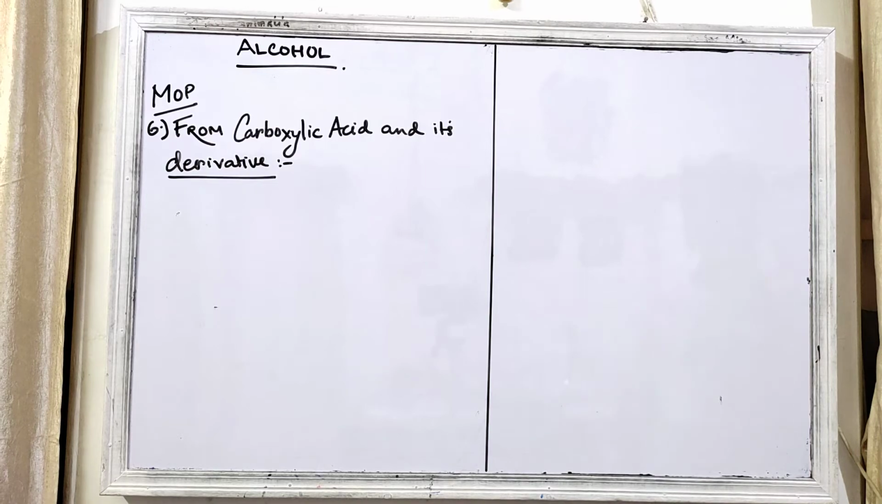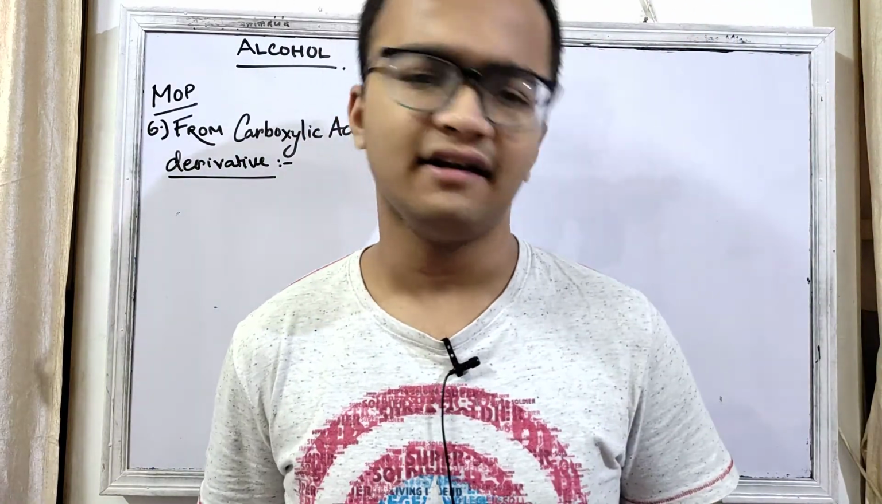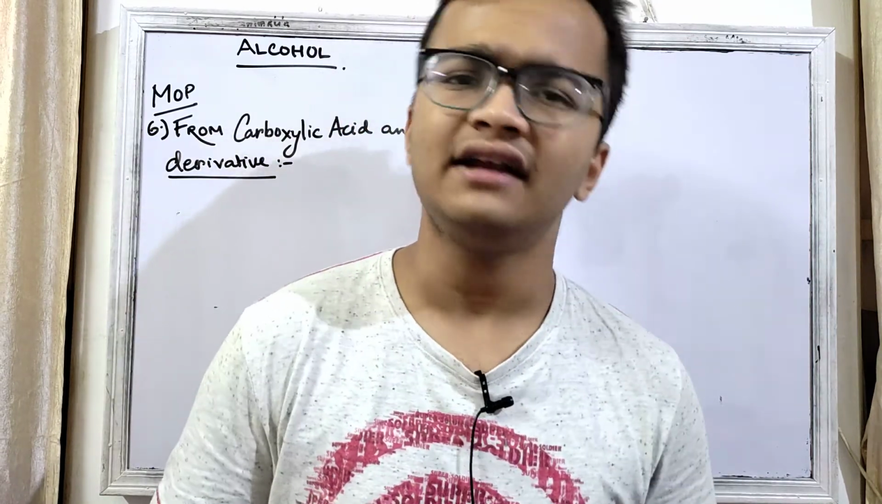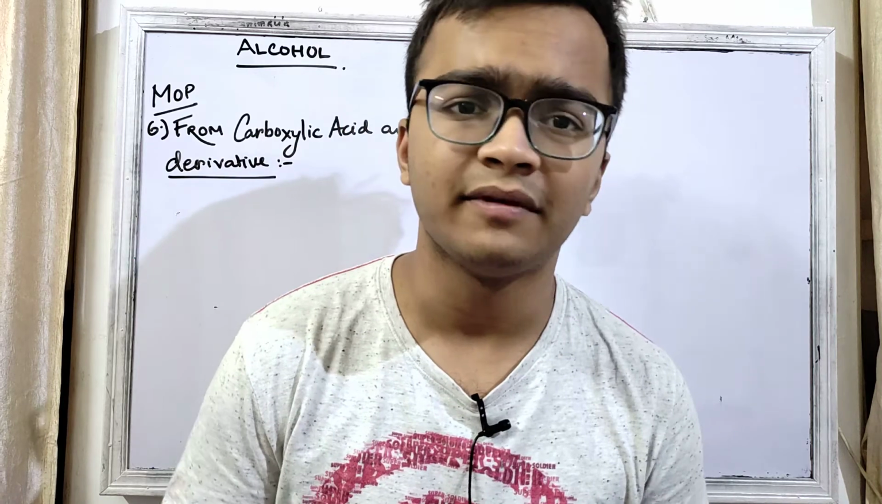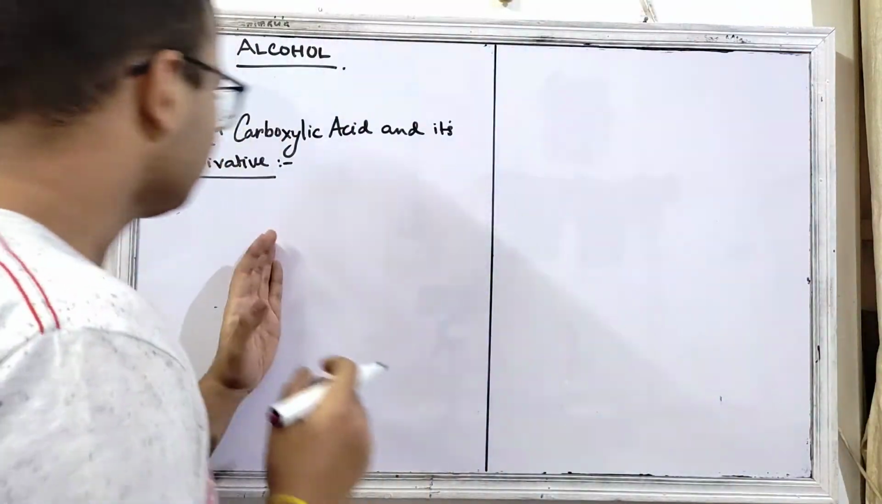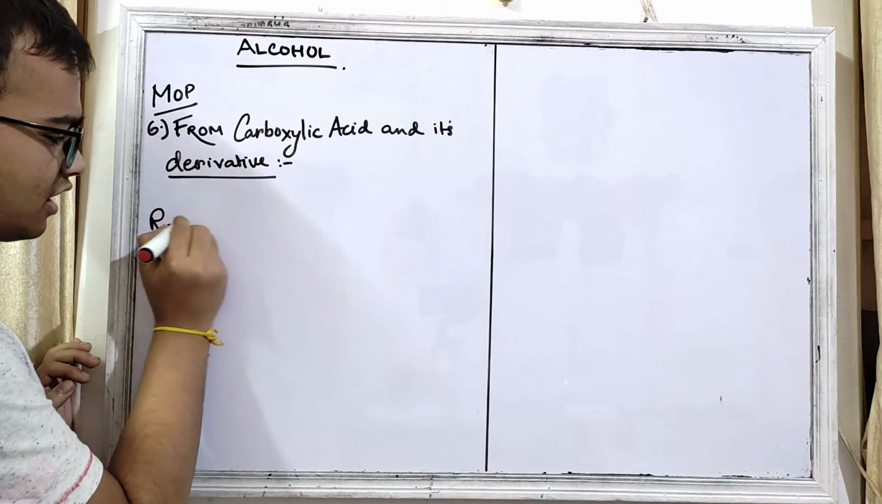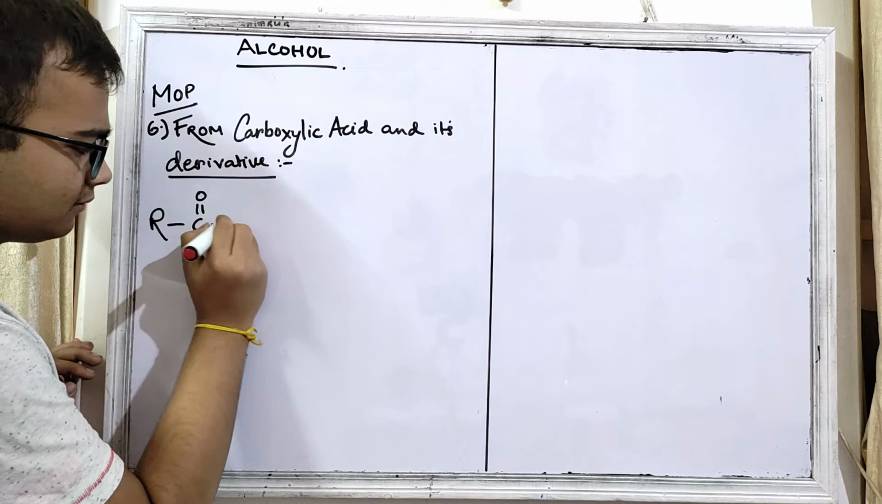Okay, so let's move on. Now we will prepare alcohol from carboxylic acids and their derivatives. The derivatives of carboxylic acid include acid halides and esters. So let's learn about the preparation of alcohol from carboxylic acid. Let us write any carboxylic acid, R C double bond O single bond OH.